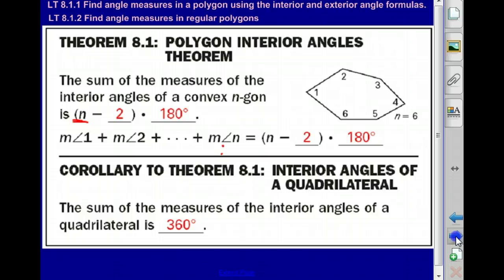A corollary to that theorem is the interior angles of a quadrilateral, and that just says the sum of the measures of the interior angles of a quadrilateral is 360 degrees. And we already know the sum of the angles of a triangle, which is also a polygon, is 180. So two theorems. Key here is whenever you see this n, we're talking about number of sides. That's why we have an n-gon. An n-gon is an n-sided polygon.